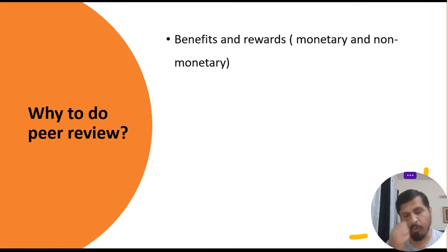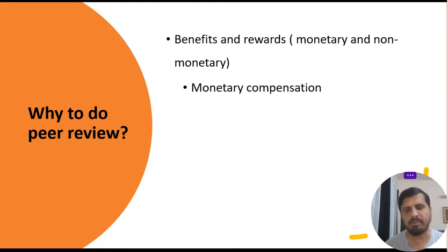And apart from them, I told you, the peer review process used to be a thankless job. People used to invest their own time and energies without any benefits and rewards. But things are changing in the last decade. So you might actually get some kind of monetary and non-monetary benefits if you involve yourself in the peer review process. I'll give you a couple of quick examples.